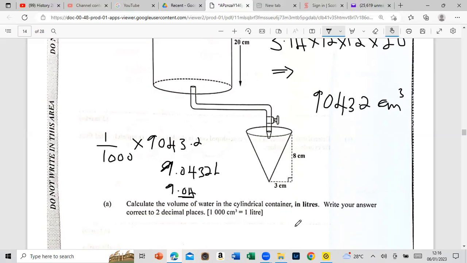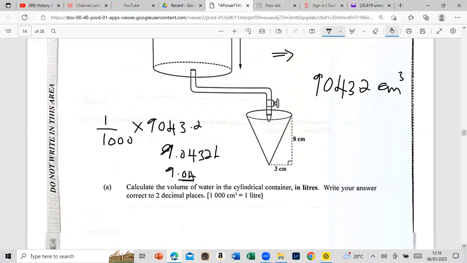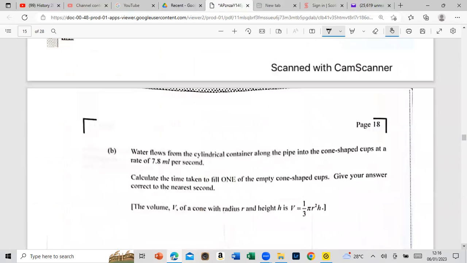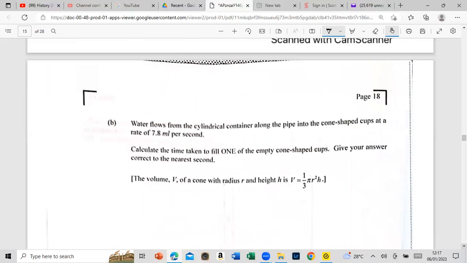Let's go down and see what they say now. They did give us some dimensions for this, so it must have something to do with it. It says now water flows from the cylindrical container along the pipe into the cone-shaped cup at a rate of 7.8 milliliters per second. Calculate the time taken to fill one of the empty cone-shaped cups. Give your answer correct to the nearest second.